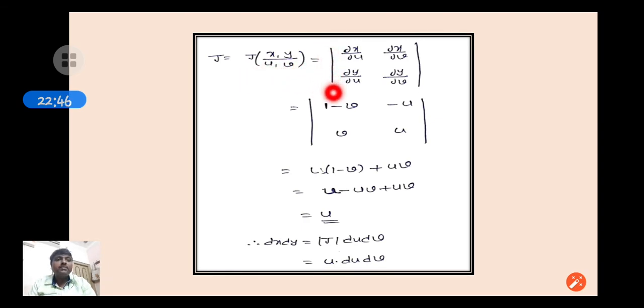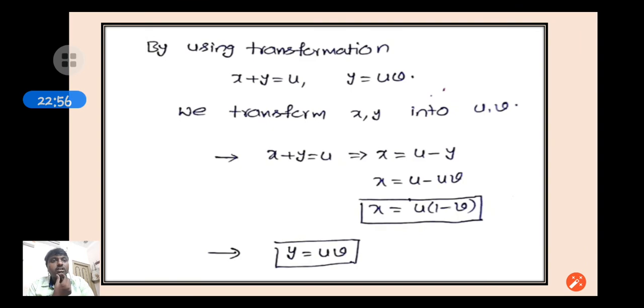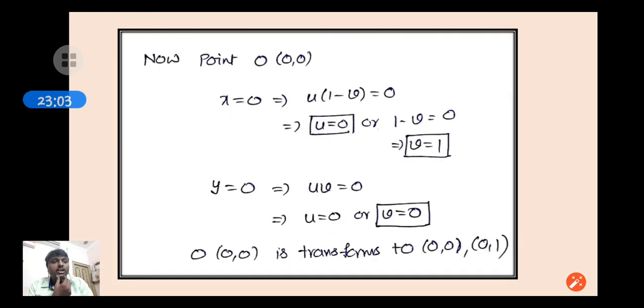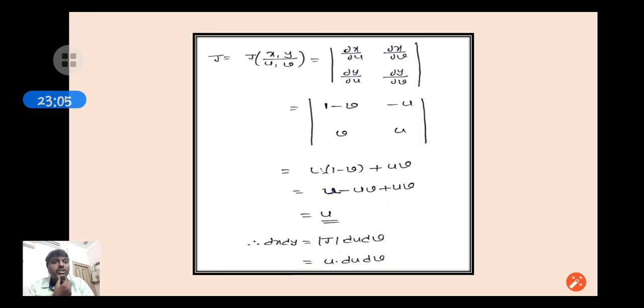I am writing the definition of the Jacobian: dou x by dou u, dou x by dou v, dou y by dou u, dou y by dou v. I know the definition of x is u into 1 minus v and y is uv. I am calculating the partial derivatives here. The partial derivative of x with respect to u is 1 minus v, x with respect to v is minus u, y with respect to u is v, y with respect to v is u.